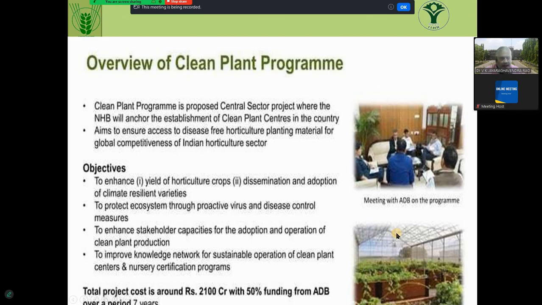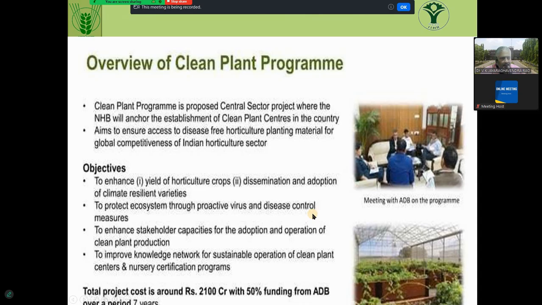So the Clean Plant program is a central sector project. I told you that the National Horticulture Board runs it. The objective here is to enhance the yield of horticulture crops and to disseminate and adopt climate resilient varieties. It may be dragon fruit, avocado, or a particular rootstock for mango. These are all very specific things.